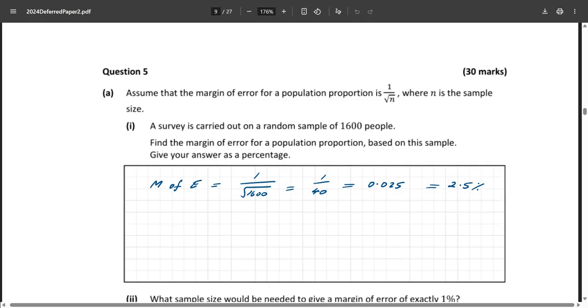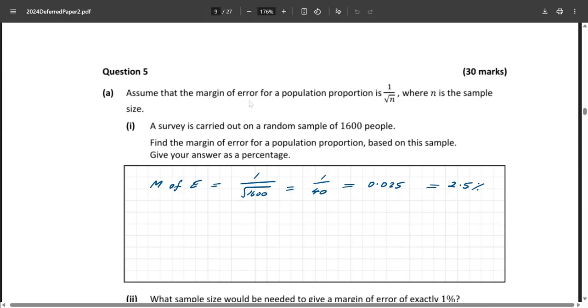This is the 2024 deferred paper. It's paper 2, and it's question 5. It's a statistics and probability question. So in part A, we have to assume that the margin of error for a population proportion is 1 over root n, and n is the sample size.